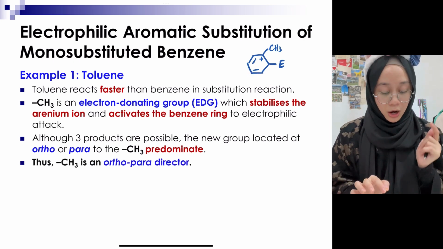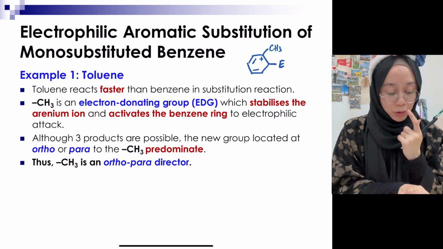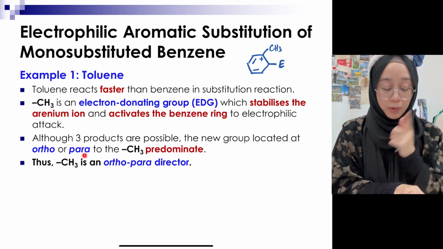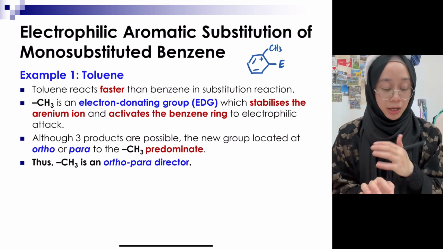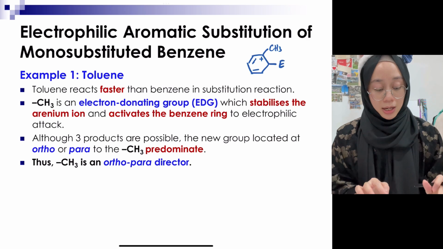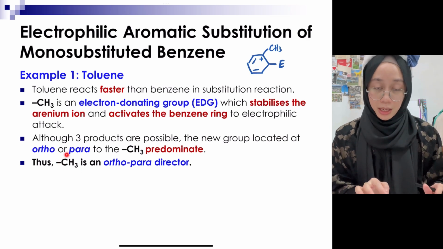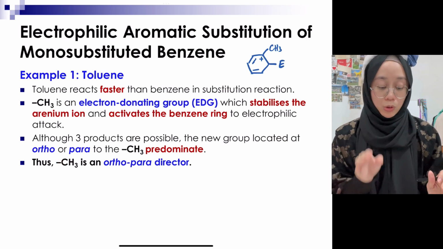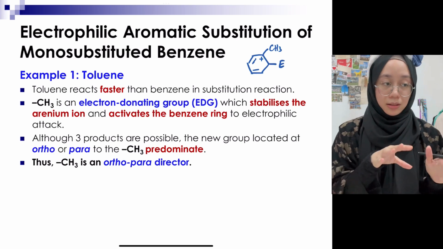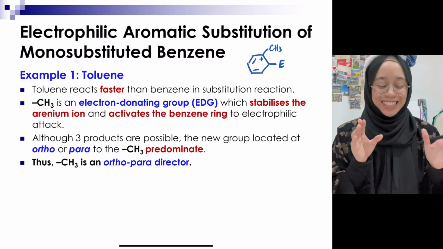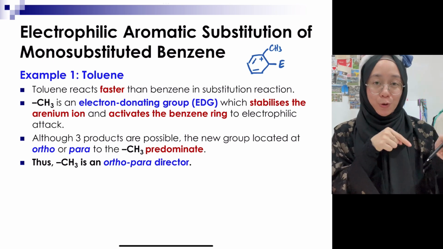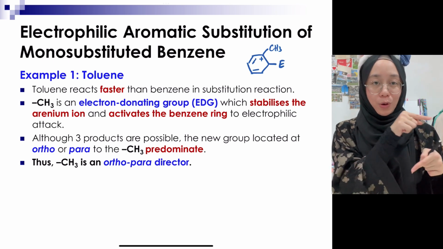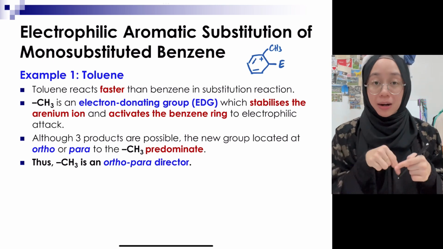Okay, so apa yang kita boleh nampak adalah the ortho or para, the new group located at ortho or para to the methyl group predominate. Okay, bermaksud kalau kita ada methyl group ni, so dia akan ortho-para director. Apa maksud cakap maksudnya? Okay, it is an ortho-para director, meaning dia akan directkan the new group to go into ortho ataupun para punya position.